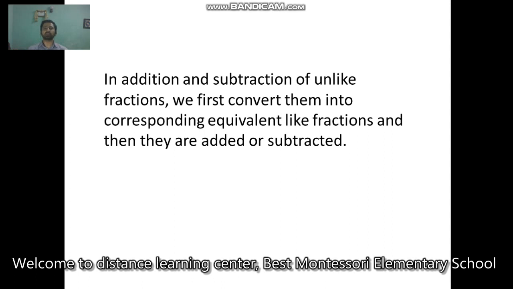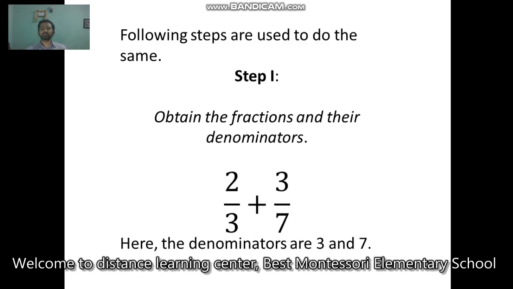Let me remind you what unlike fractions are. Unlike fractions means two or more fractions that have different denominators. Here you can see I've taken two fractions and they have different denominators. Now these two are unlike fractions. Today we are going to solve how to add or subtract unlike fractions.